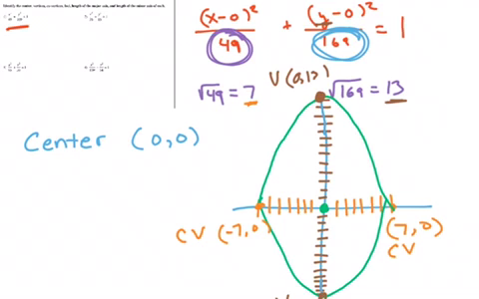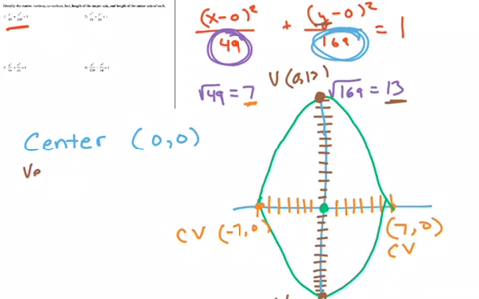Now keep in mind that if I had 169 under x, this would be a horizontal ellipse, and I'd be stretching it out horizontally as opposed to vertically. So the bigger value is not always going to be under y, it's just under y in this particular problem. Okay? So we got it.